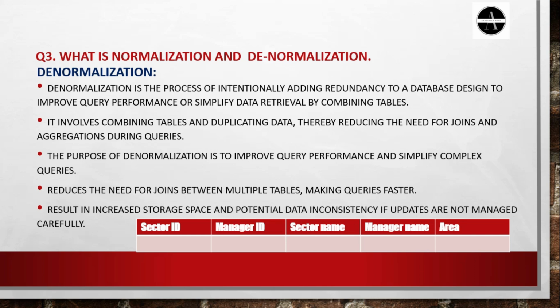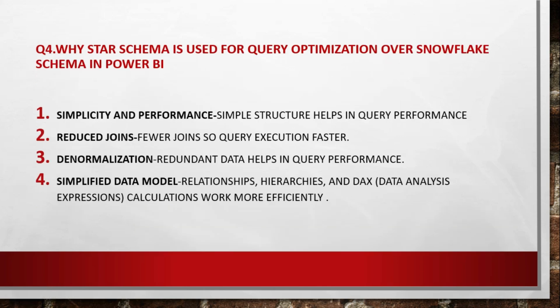So, in short, normalization aims to reduce data redundancy and maintain data integrity by breaking data down into smaller, logically connected tables, while denormalization introduces redundancy to improve query performance and simplify complex queries. The choice between normalization and denormalization depends on specific database requirements, performance, storage, and data integrity. Guys, we know that we always prefer the star schema for data modeling in Power BI.